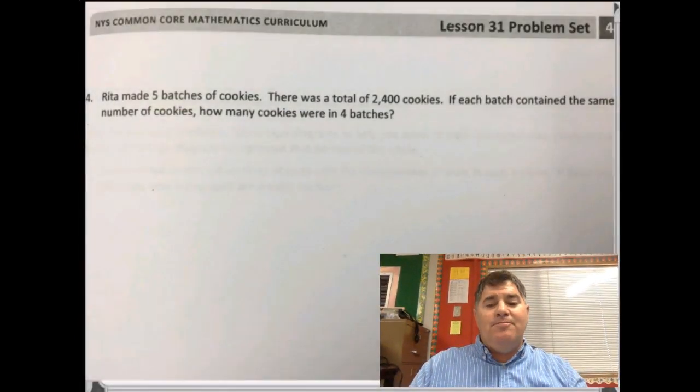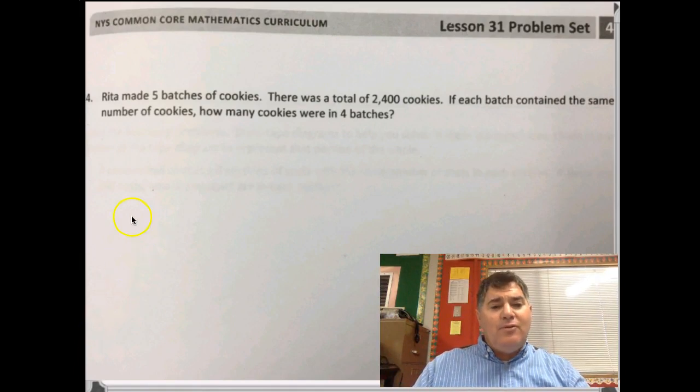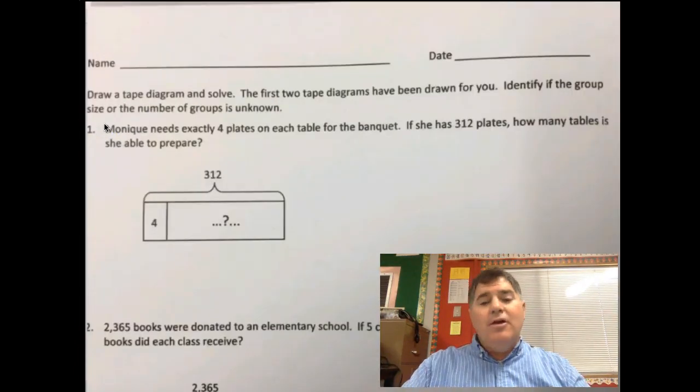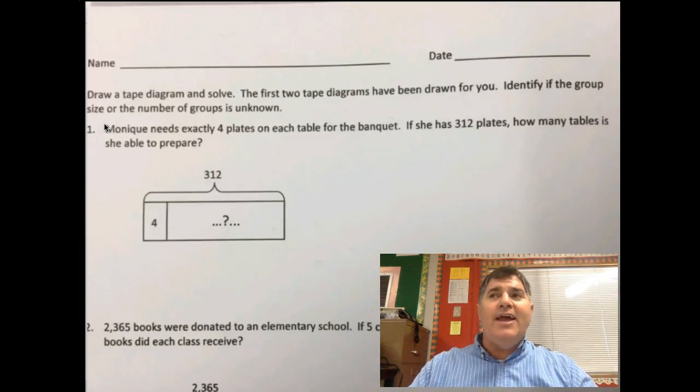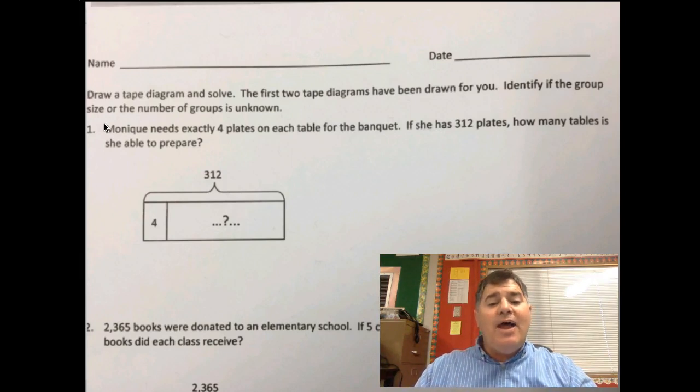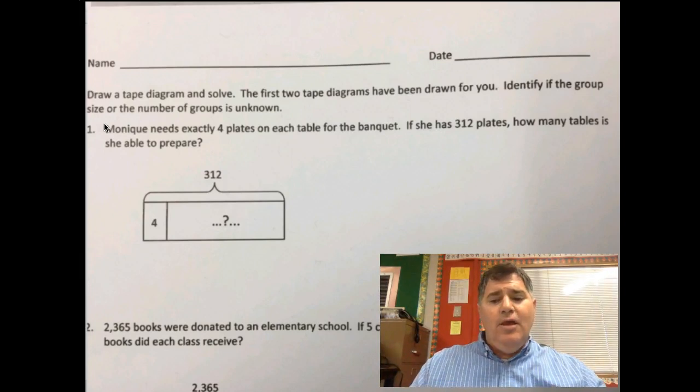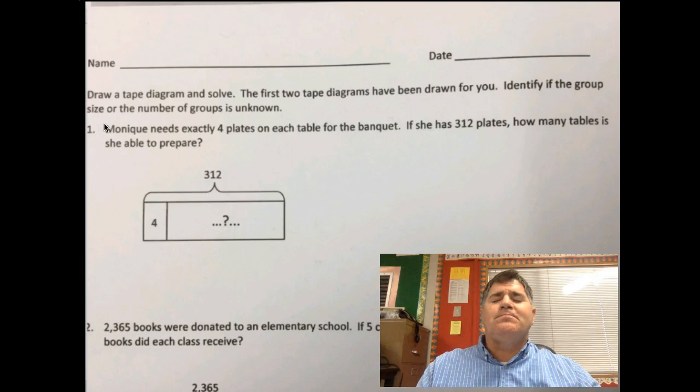All right, so let's look at our mathematics unit 3, lesson 31. On lesson 31, we are going to be using tape diagrams today. And yes, you probably know, some of you can just look at these problems and know exactly what you're doing. But I really want you to use the tape diagram so that you can get the idea of what's going on, because there's actually two types of division. There's the partitive, and then there's the measurement version. And there's two different types of division.